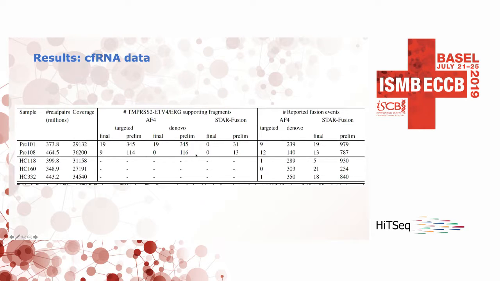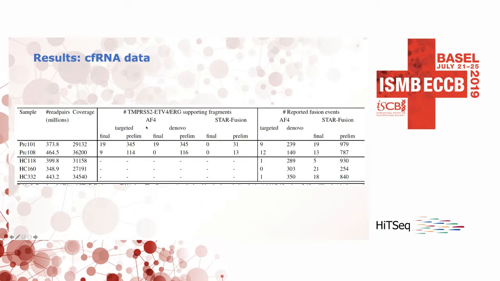There are 2 parts of the table. It's a little bit confusing, but let me explain. On the right-hand side is the number of fusion events reported by the method. For STAR-Fusion, it reported a preliminary number of fusions, then after filtering, this is the number of final fusion gene pairs. On the left side, we know these are the 2 true fusion events.